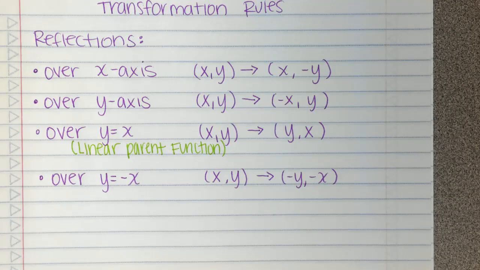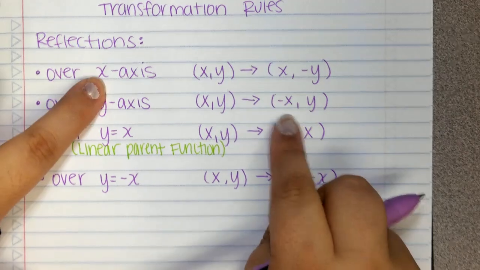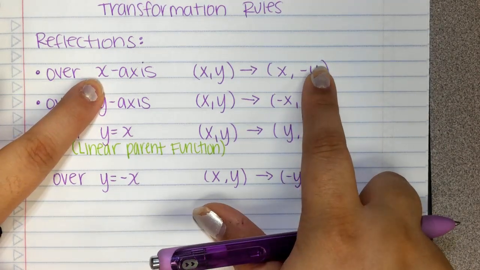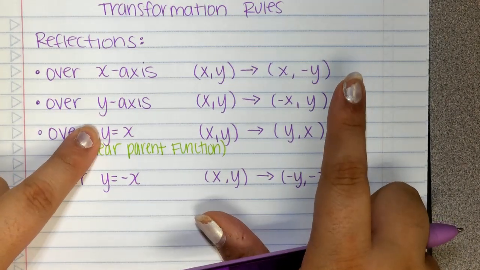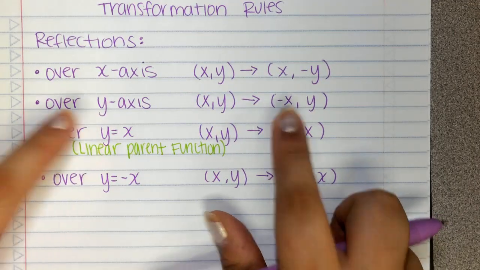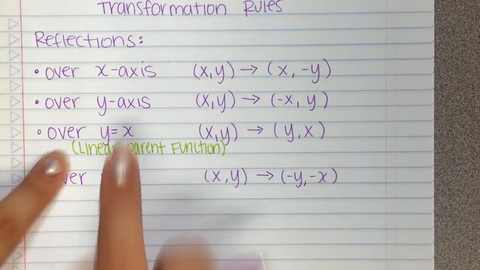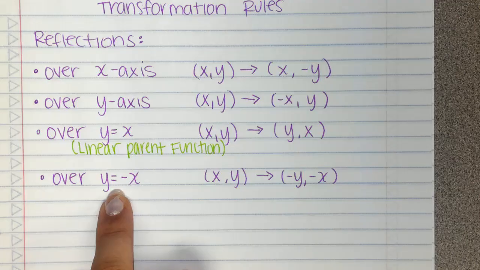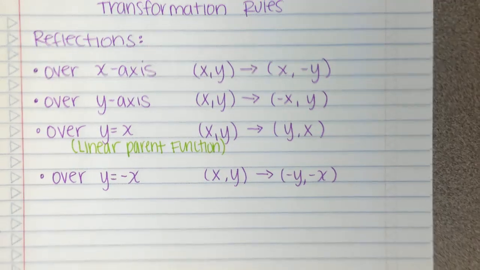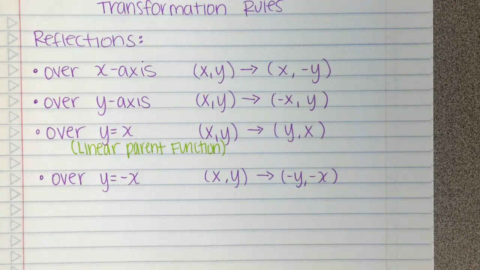Do you think you can have these memorized by Monday? If you reflect over the x, what do you negate? Y. If you reflect over the y, what do you negate? The x. For y equals x, switch them. And if it's y equals negative x, switch them with negatives. Can we have those memorized by Monday? Yeah, you have to. You have a quiz.